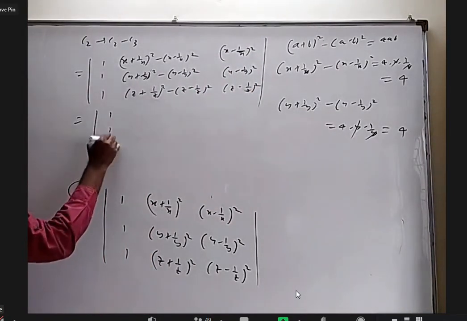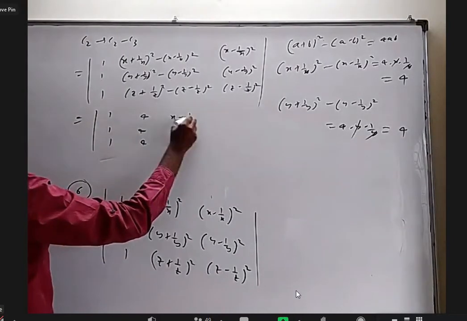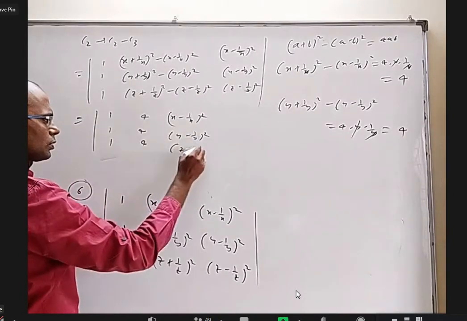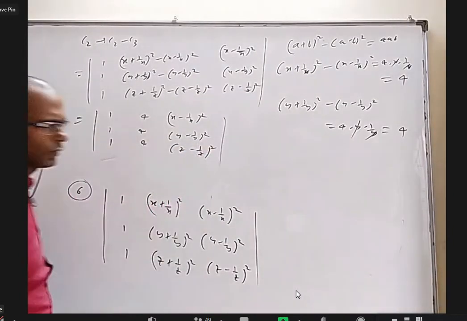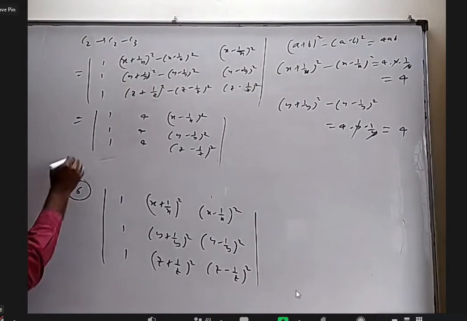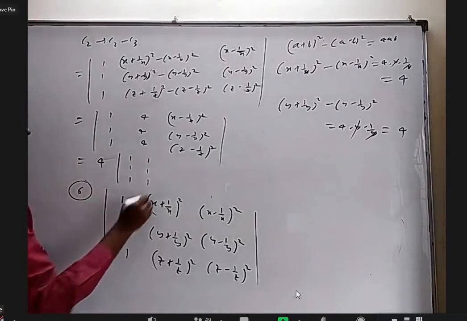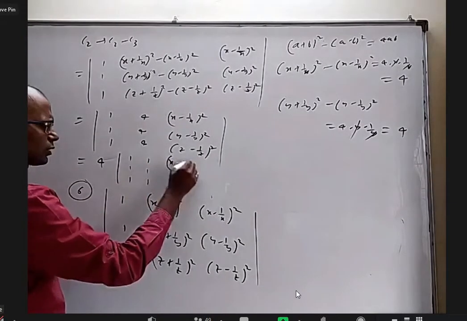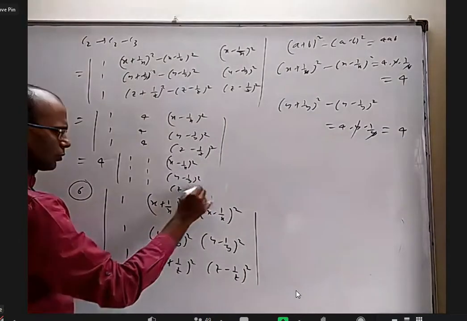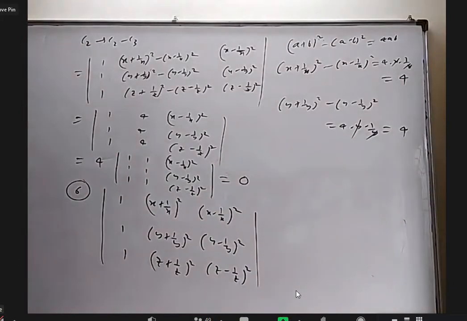So this is 1, 1, 1. This is 4, 4, 4. This is (x minus 1 by x) whole square, (y minus 1 by y) whole square, (z minus 1 by z) whole square. One column is a multiple of another column. If you want, you can take 4 common also and say 2 columns are equal. Anything is okay. Take 4 common, you get 1, 1, 1 again, 1, 1, 1, and (x minus 1 by x) whole square, (y minus 1 by y) whole square, (z minus 1 by z) whole square. Two columns are the same, so it is 0, or one column is a multiple of another.